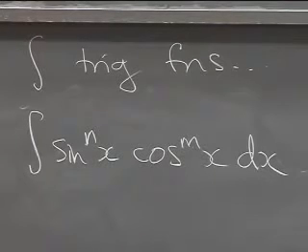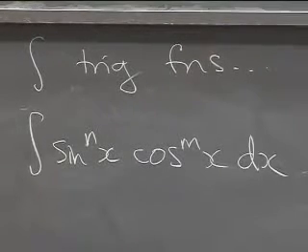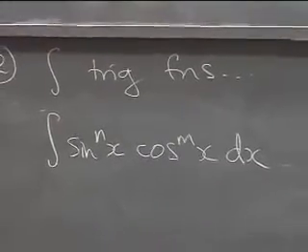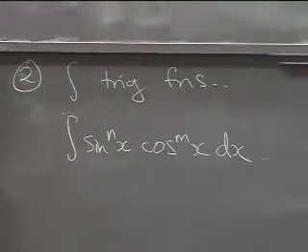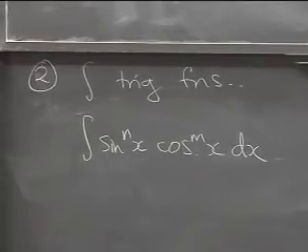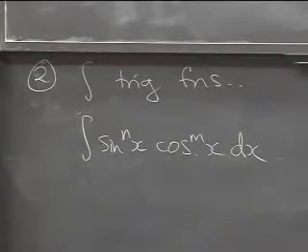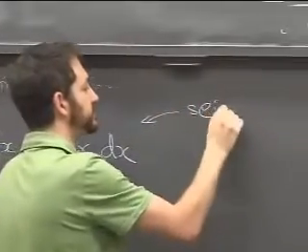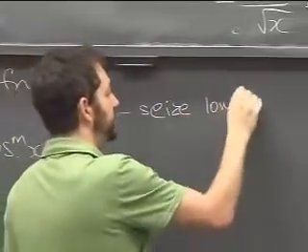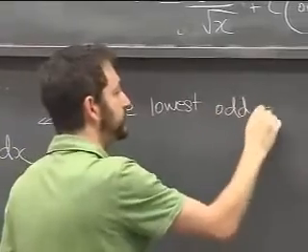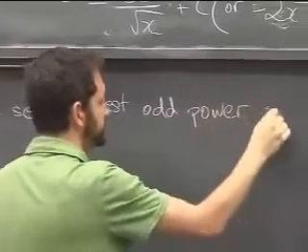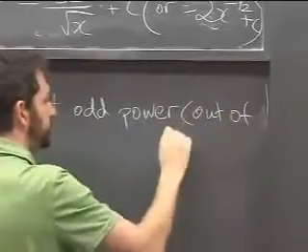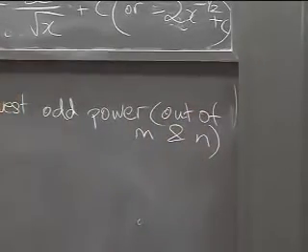If you have this, the technique is to see the odd power, if there is one. So if one of these powers is odd, you're in very good shape. It's much, much easier than if they're both even. Okay, if they're both odd, then I guess pick the lowest one. So pick the lowest odd power out of the 2, out of M and N.